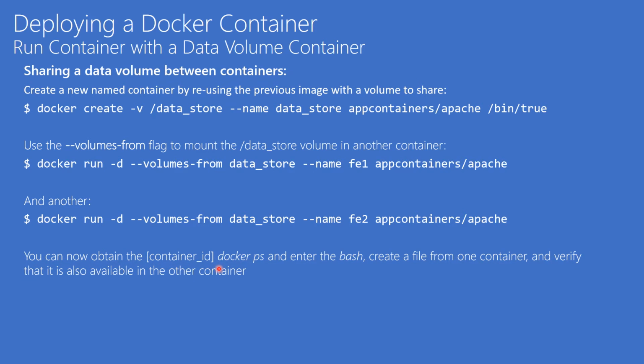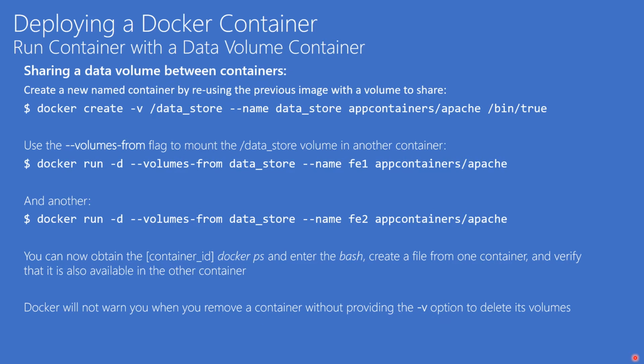Once these containers are up and running, you can obtain the container ID using the docker ps command and connect to them into the bash prompt, cd into the data store partition, create a file, exit that container, and verify if that file is available in your other container.